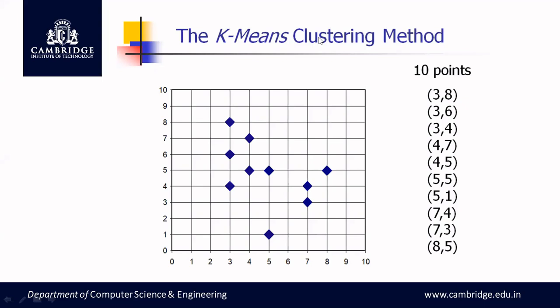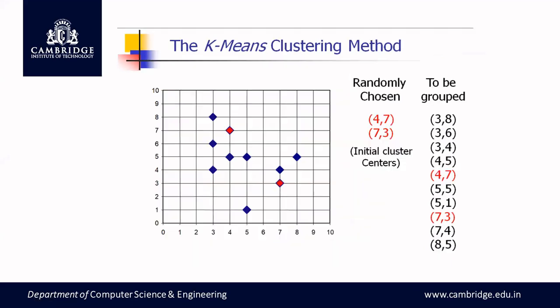According to the algorithm, my second step is to randomly choose 2 points and name them as centroids of the cluster. So assume that we have randomly chosen 2 points, that is 4, 7 and 7, 3, as the initial cluster centers, or they can also be termed centroids. We chose them randomly because initially we don't know what the centroids of the clusters would be.